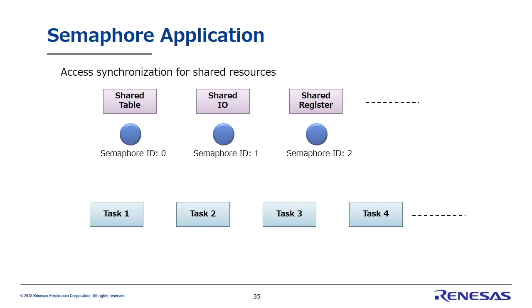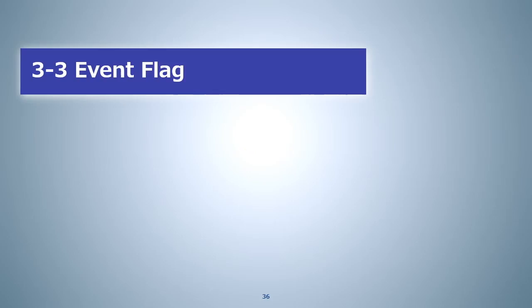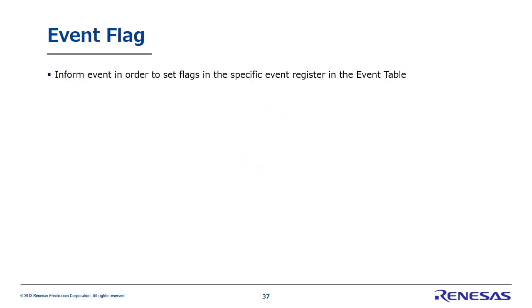As explained earlier, semaphores are used in exception control. As this diagram shows, semaphores are assigned to each object like the shared table, shared I/O, and other resources needing exception control. Next, we'll look at the event flag and related APIs. The event flag is a system to raise a flag for signaling other tasks. It's used for intertask communication or intertask synchronization, so to speak.